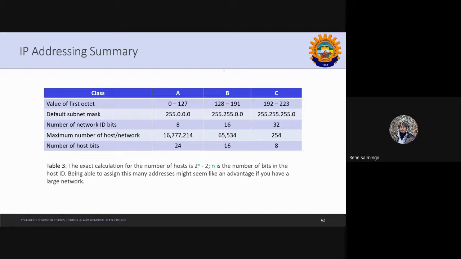And the calculation for the number of hosts is, for example, 2 to the n minus 2. So n is the number of bits in the host ID.